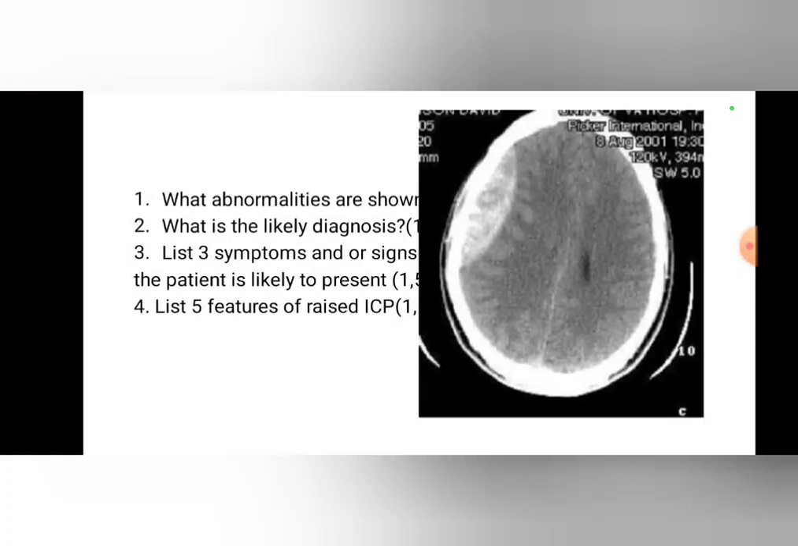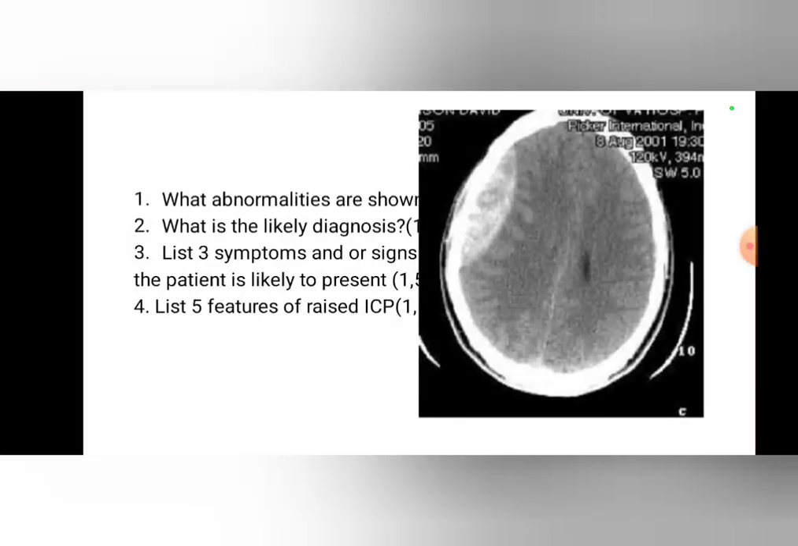Subacute subdural hematoma is going to present with a crescent shape isodensity. When it's isodense, it means that the color of the hematoma is not capable of being easily distinguished from that of the brain. That's a crescent shape isodensity. And for chronic subdural hematoma, it's a crescent shape hypodensity, meaning that it's going to be darker as compared to the tissue of the brain.